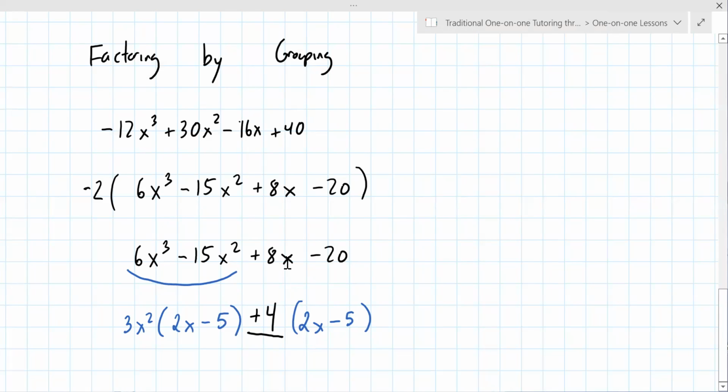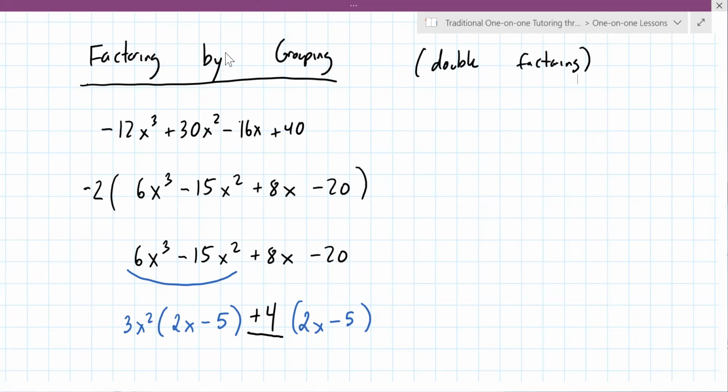So 4 times 2x is 8x. That's good. If it doesn't work, you've either made a mistake or potentially it's prime. You're probably not going to get too many prime problems here in the start. So this is factor by grouping, but we're not done. I actually prefer calling it double factoring because you always factor at least twice. Okay, we're not done here.